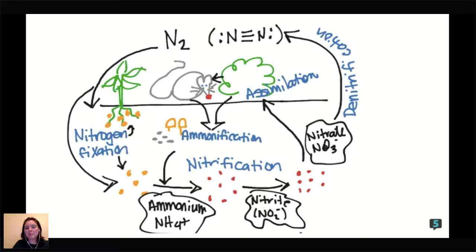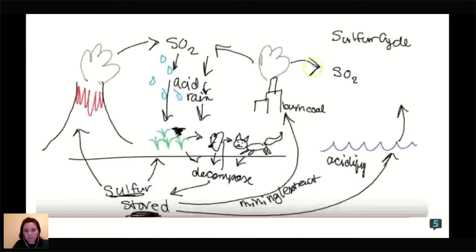Think back to the lovely, lovely drawing. All right, well, I'll leave that there for you guys to answer while we move on and talk about the sulfur cycle. All right, so the sulfur cycle.